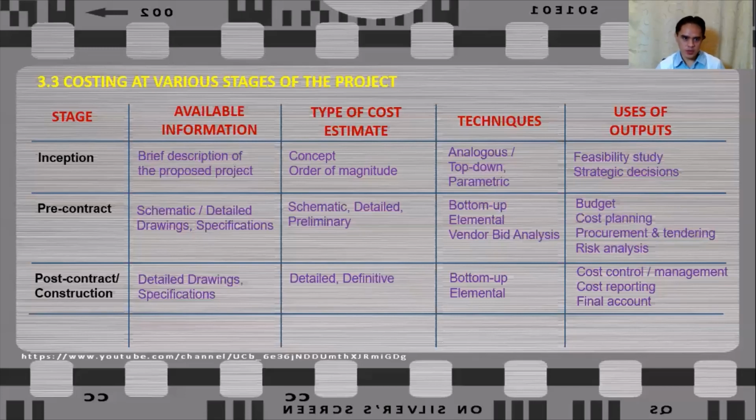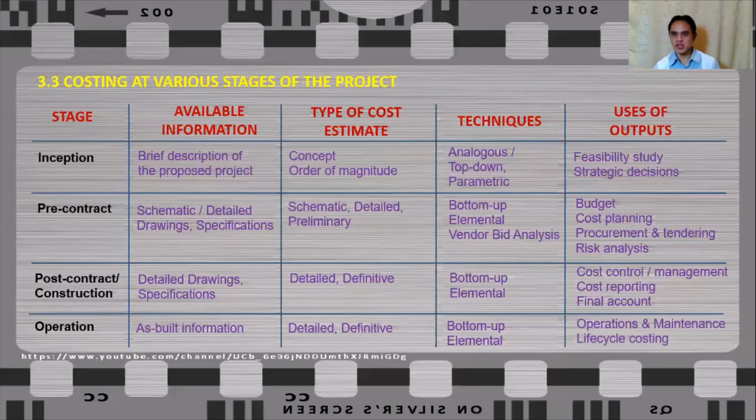So for a developer, depending on the project brief, sometimes the operation can also be included in the project itself. So during this time, since the construction was already completed, you can already have the as-built information. And the type of cost estimate that can be used will be detailed and definitive. And you can also apply bottom-up and elemental cost estimating techniques. And the outputs for this endeavor can be used for the operation and maintenance and life cycle costing.